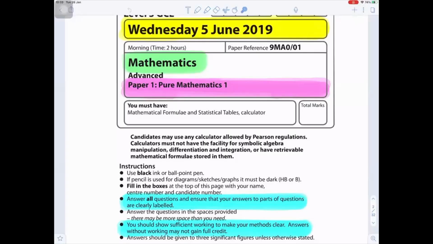Pearson Mathematics, Paper 1, Wednesday, 5th June 2019. Answer all questions and ensure that your answers to parts of questions are clearly labeled. You should show sufficient working to make your methods clear. Answers without working may not gain full credit.